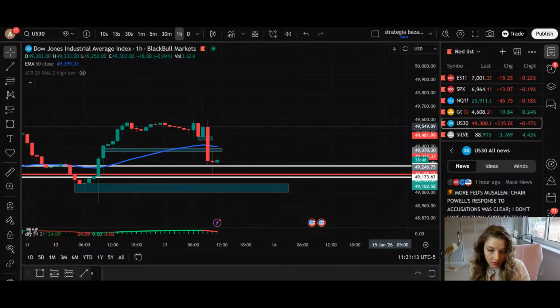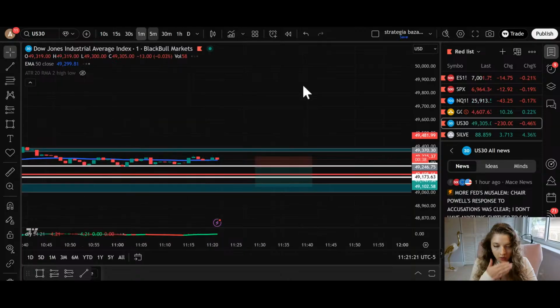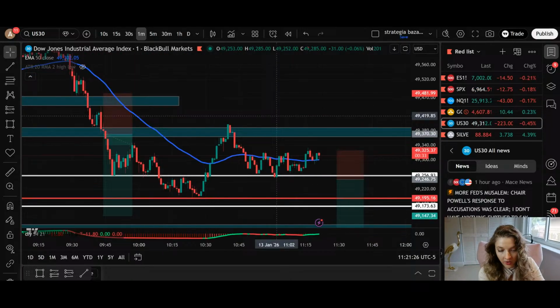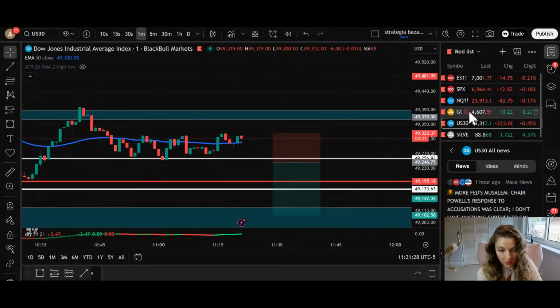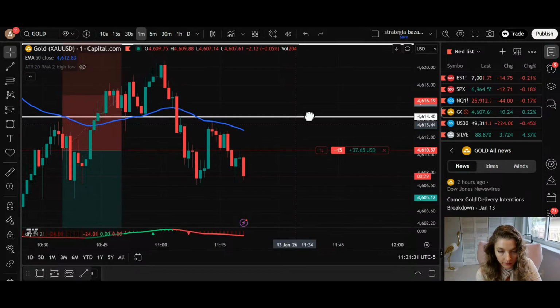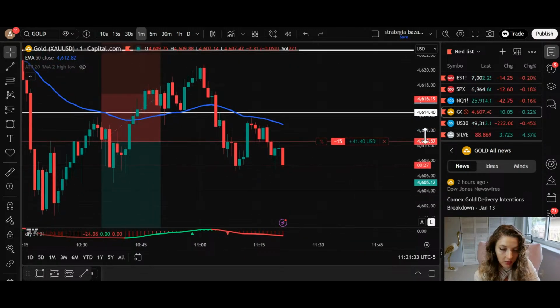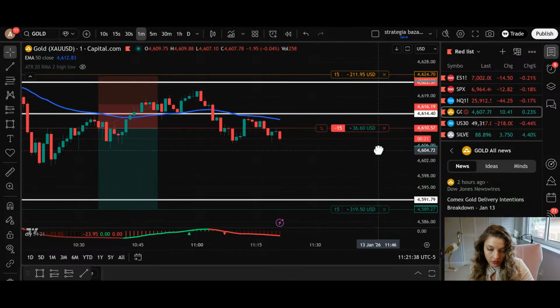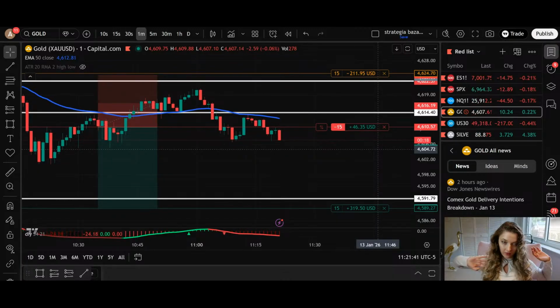This is US 30 on 1 hour. Close it in. Yeah, Dow is not nice with us yet, but I hope the gold is gonna take my profit, and that's it for today, but let's see.